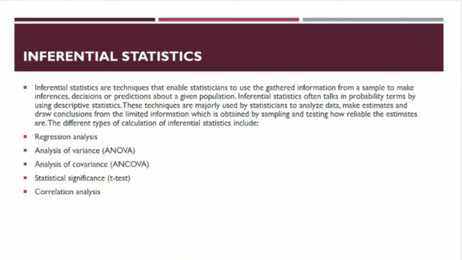The different types of calculation of inferential statistics include regression analysis, analysis of variance, normally called ANOVA, analysis of covariance, called ANCOVA, statistical significance, the t-test, and correlation analysis.